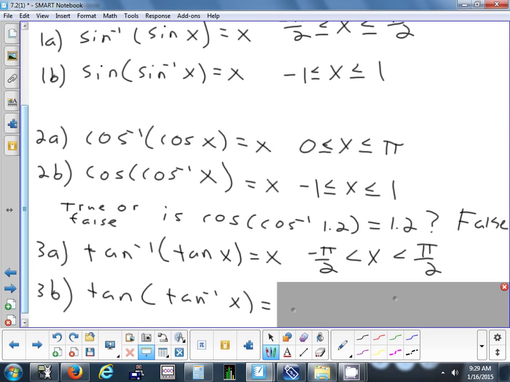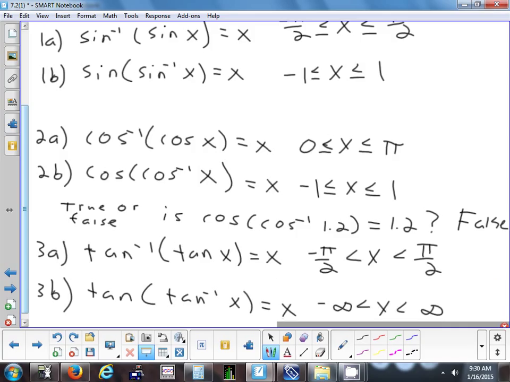What about this one? Tangent of inverse tangent. There's two ways you can think about it. Think about how high and low does tangent go? Or think about inverse tangent, how far left and right does it go? Yeah, there's no restriction on this one. So this formula always works.